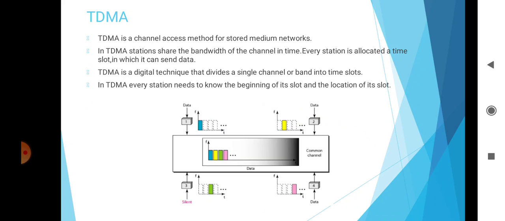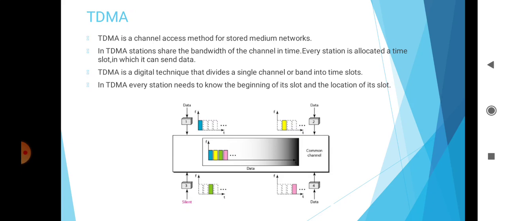TDMA is a channel access method for a shared medium network. In TDMA, stations share the bandwidth of the channel in time. Every station is allocated a time slot in which it can send the data. TDMA is a digital technique that divides a single channel or band into time slots.